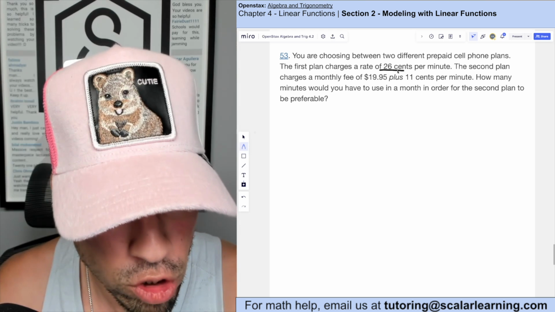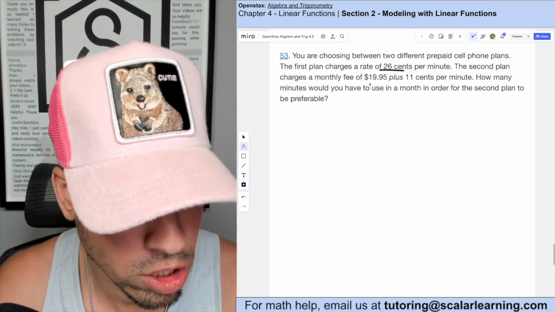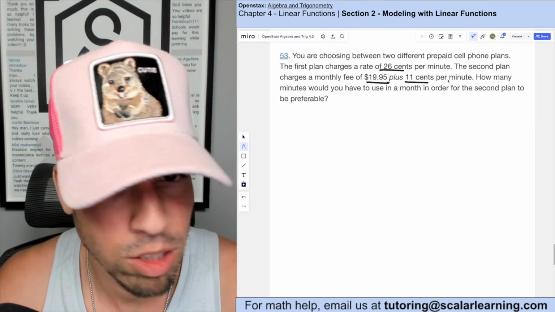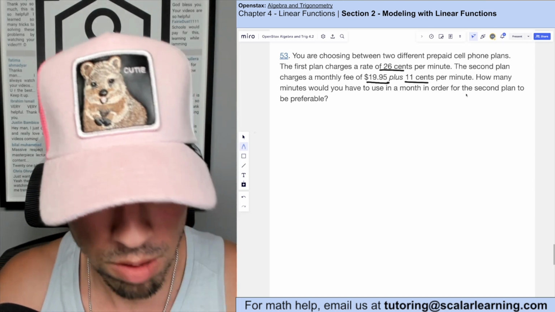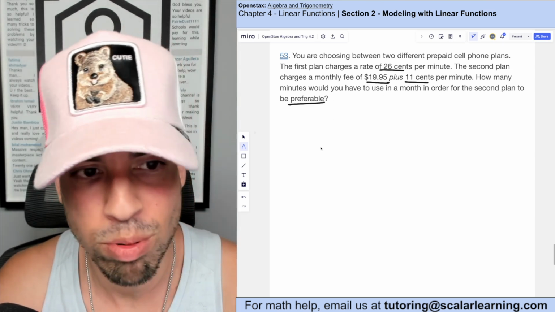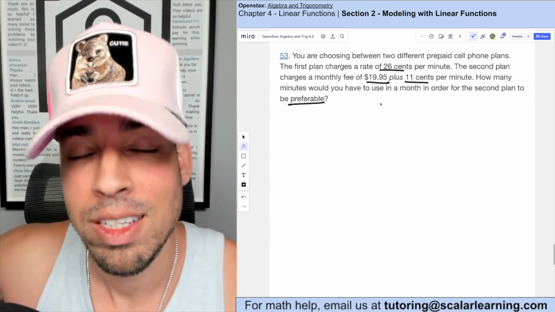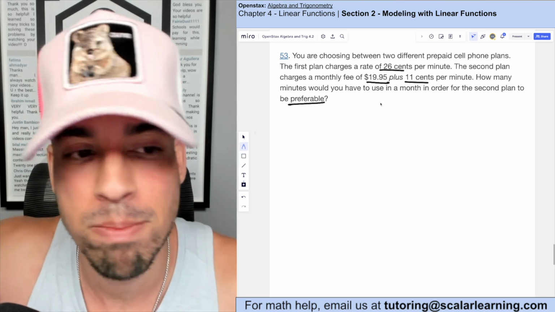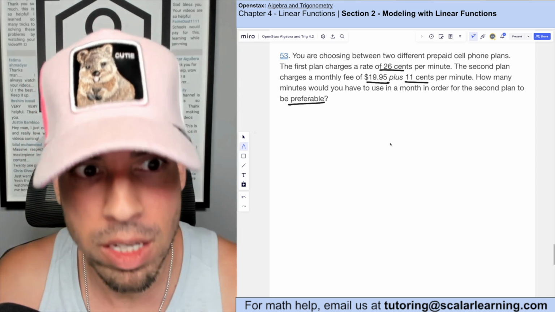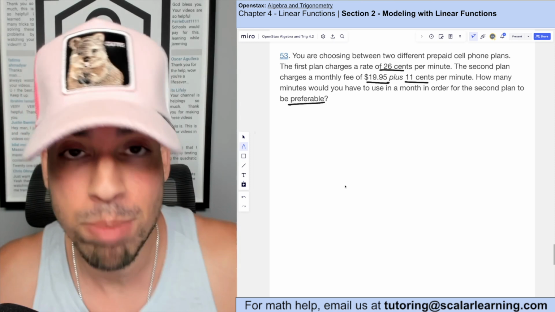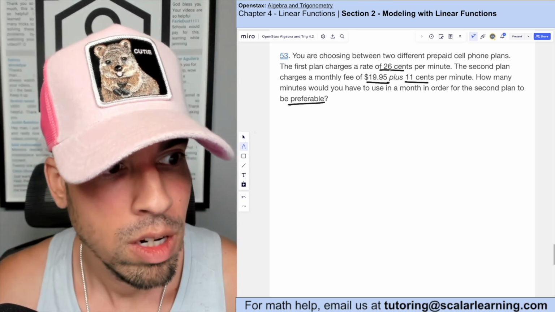You're choosing between two different prepaid cell phone plans. The first plan charges 26 cents per minute. The second one charges $19.95 plus 11 cents per minute. How many minutes would you have to use in a month in order for the second plan to be preferable? So let's first see. Obviously the second one eventually is going to be cheaper as you use enough minutes. So let's first see when they're equal to each other, and then we know we have to go beyond that threshold.